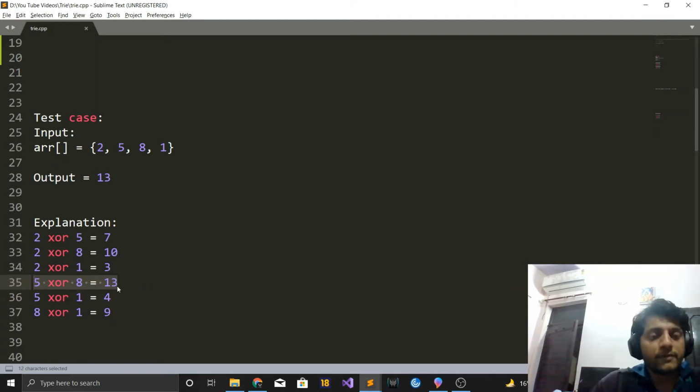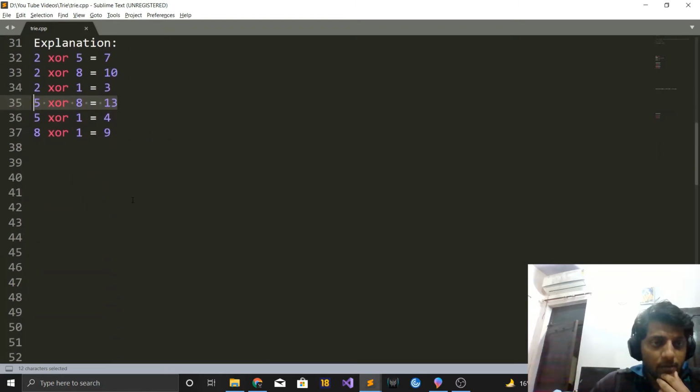A brute force way to solve this question can be that you generate all the pairs from this array and check their XOR and get the maximum XOR value. The time complexity for that solution would be O(n squared), where n is the number of integers in the array, and space complexity would be O(1). Can we do better than that? Yeah, we surely can. So let's see how.